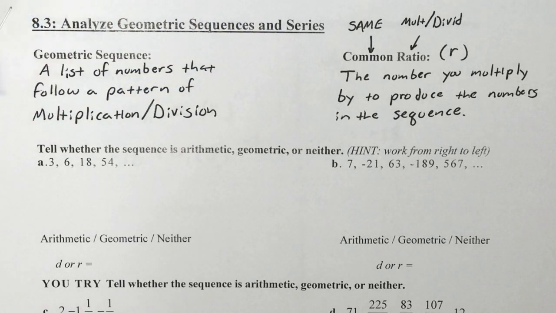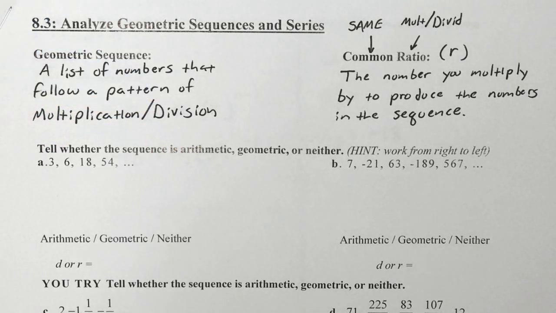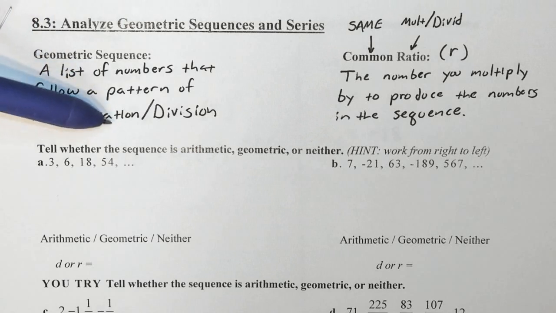So a geometric sequence is going to be a list of numbers. That is true for any sequence at all. The main thing about a geometric one is that the pattern it follows is a multiplication or a division pattern, which is a little bit different. Arithmetic sequences use addition or subtraction. Let's take that a little bit further.